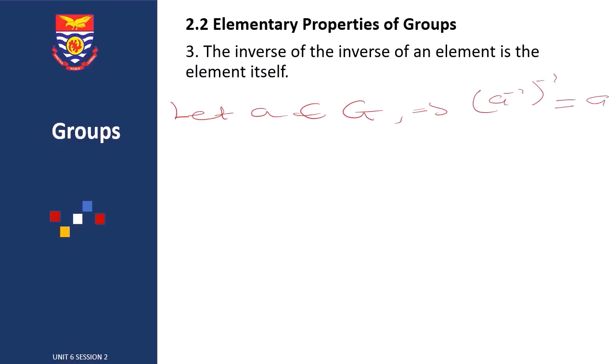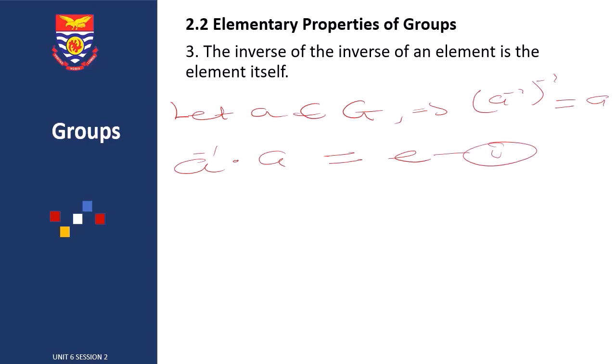Now we know from the previous session that when I have A inverse times A, and I multiply any element by its inverse, what do I get? Remember, I get the identity element. I hope you remember that. A inverse times A is equal to the identity element. Once you've understood that, let's do something important here. Let me call this equation 1.